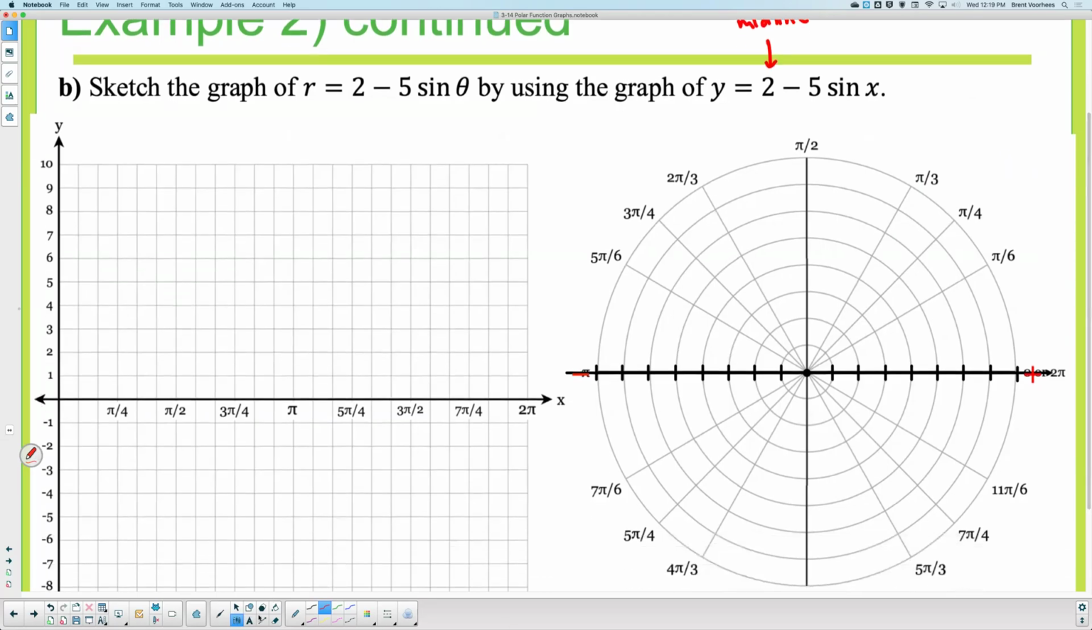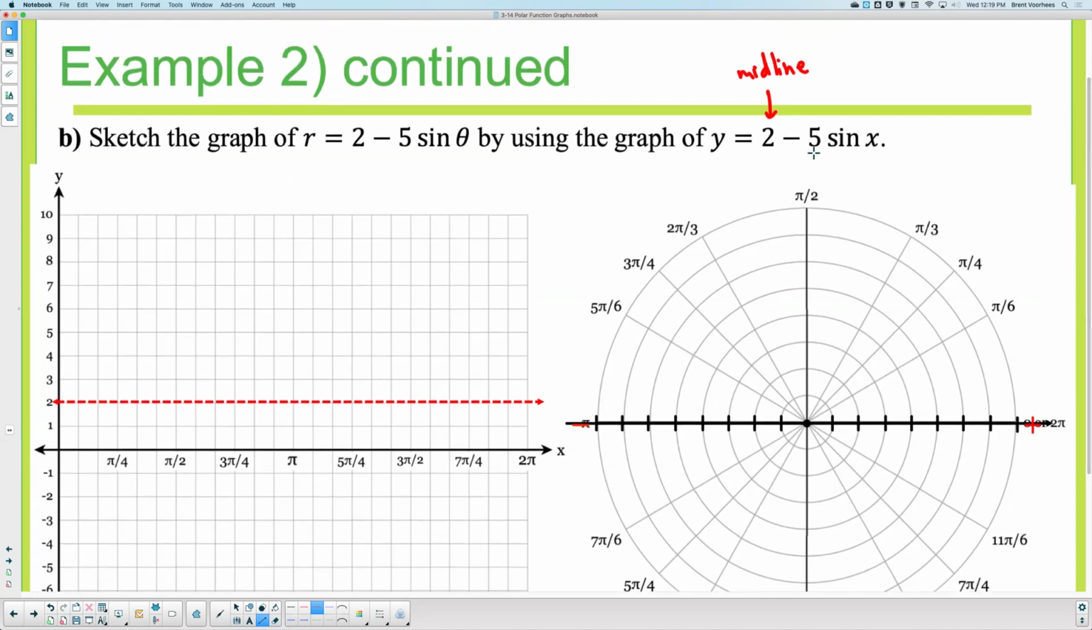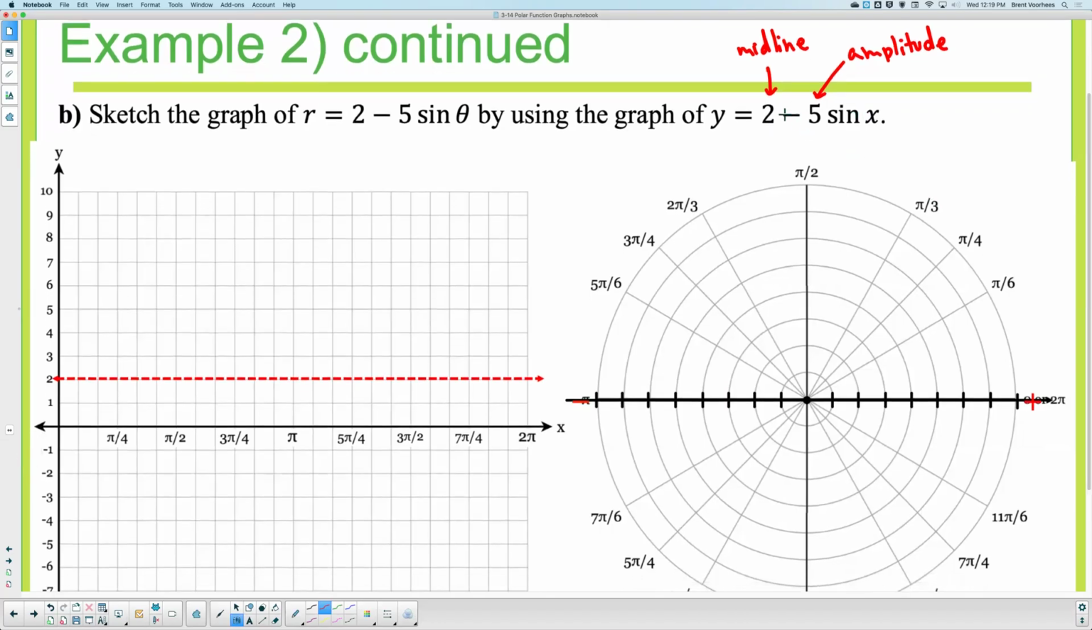So on our graph, we're going to add in a dashed line at 2. That's our midline. Okay, what does the 5 represent? The amplitude. The amplitude is always listed as a positive number, so even though it says -5, you'd say the amplitude is 5. The negative means, for the sine values, you'll do the opposite. It'll just be a transformation.